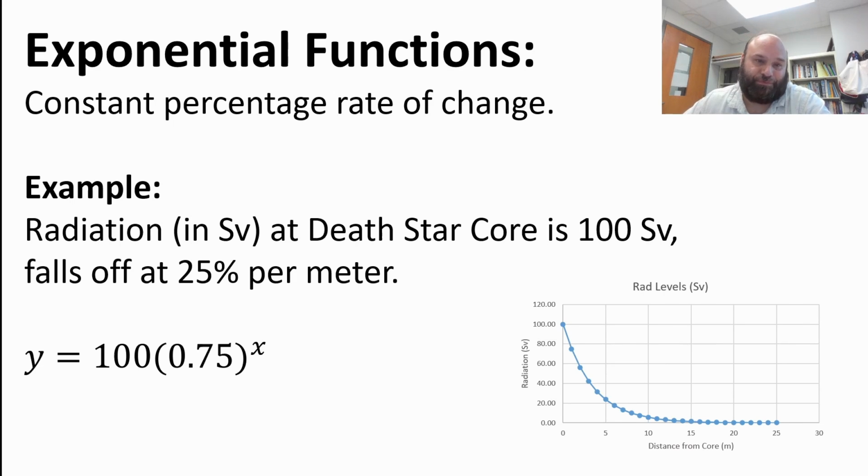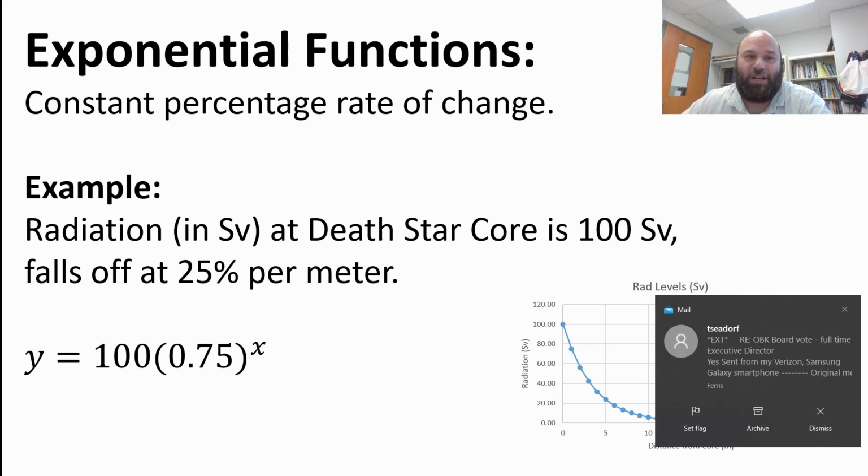So here's an example. This is exponential decay. Radiation is something measured in something called sieverts. And let's say we're running the Death Star from Star Wars, right? And the core of the Death Star emits radiation right at the core at a level of 100 sieverts. But as you walk away from the core, imagine it's in a central location, as you get further and further away from the core, the radiation level falls off at 25% per meter. So because you've got that constant percentage change, we have an exponential function here.